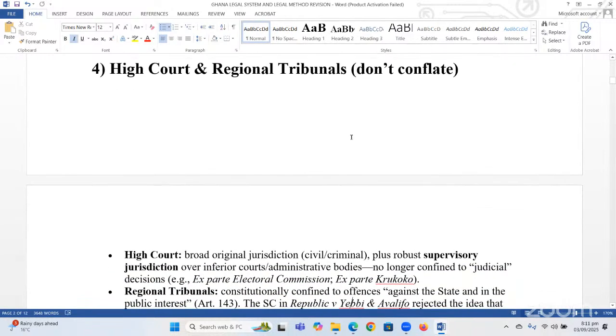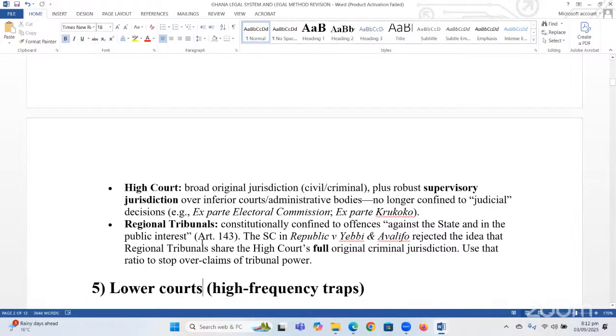So the High Court and the regional tribunal, as we have indicated, are courts of coordinate jurisdiction, but you shouldn't confuse them. Despite the fact that they're on the same pedestal or of the same status, they have unique jurisdiction from each other. So the High Court, as we know, its jurisdiction is in all matters. So it has broad original jurisdiction, civil and criminal, meaning that all manner of cases, be it civil or criminal, can be taken to the High Court. The only exception is when it comes to interpretation and enforcement of the Constitution, save fundamental human rights under Article 33, in which case the Supreme Court has jurisdiction. The High Court has jurisdiction in all matters, as it were. So whatever case that you can take to the district court, the circuit court, and so on, the High Court can deal with that case.